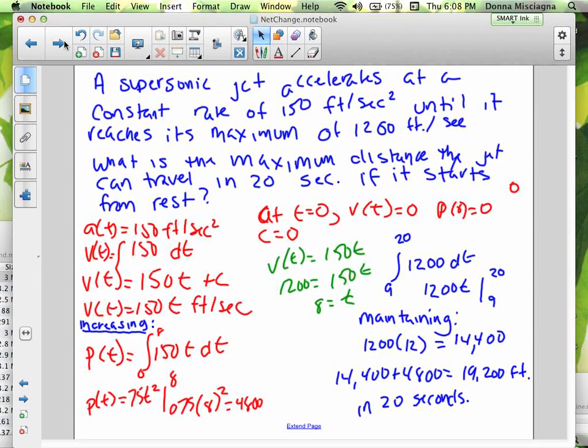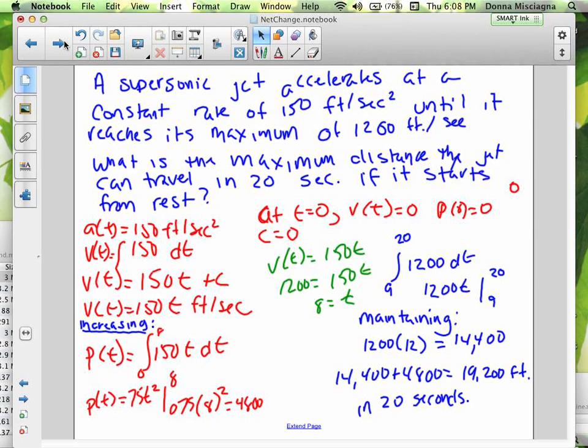So we're going to have to integrate twice, right? We have to find the velocity curve to begin with, and then we're going to have to integrate the velocity curve. All right, so we have A of t is 150 feet per second squared. V of t is if we integrate 150 dt, all right, so that's going to give us V of t is 150t plus C. We need an initial condition. We are told that the initial velocity, of course, is going to be 0, right? Before it goes anywhere, it's not moving.